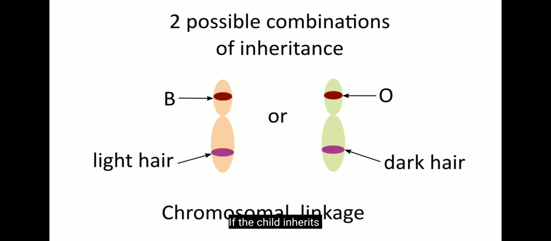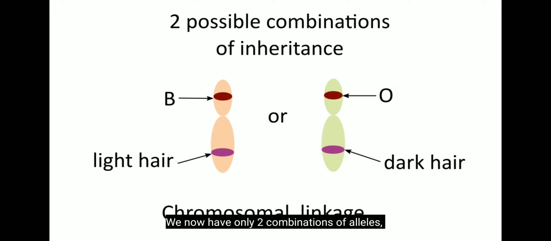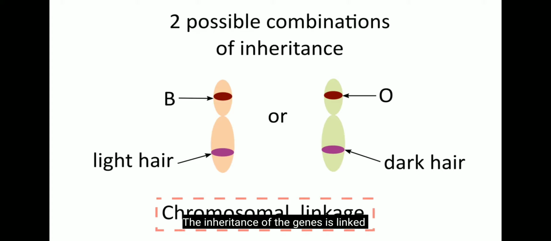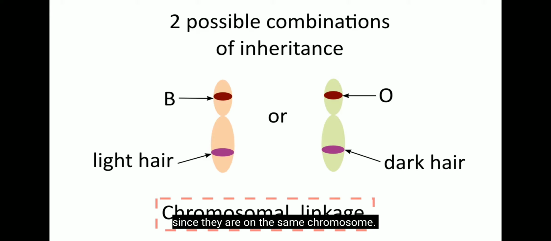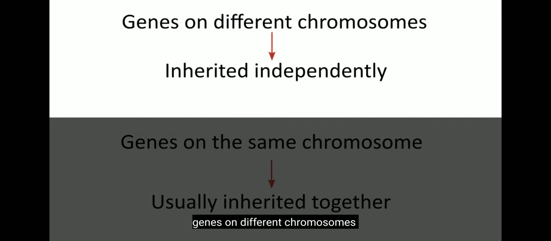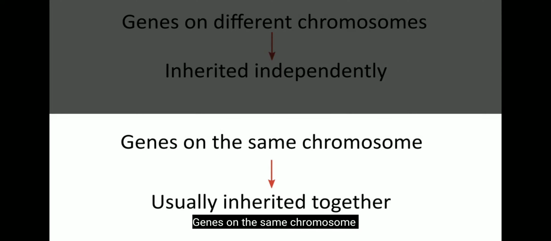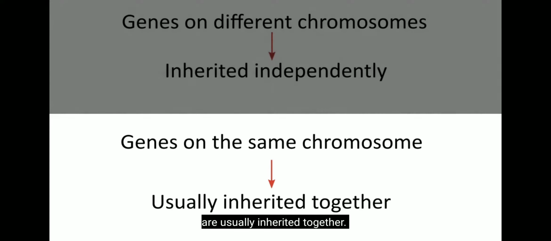If the child inherits the other chromosome instead, they are likely to inherit both the allele for O and an allele for dark hair. We now have only 2 combinations of alleles instead of 4. The inheritance of the genes is linked since they are on the same chromosome. We call this chromosomal linkage. To recap, genes on different chromosomes are inherited independently. Genes on the same chromosome are usually inherited together.